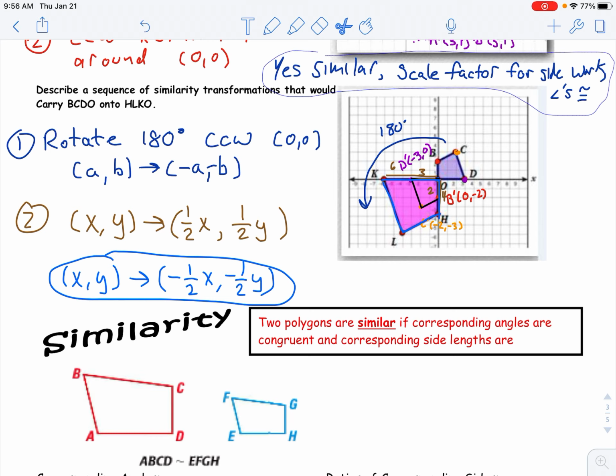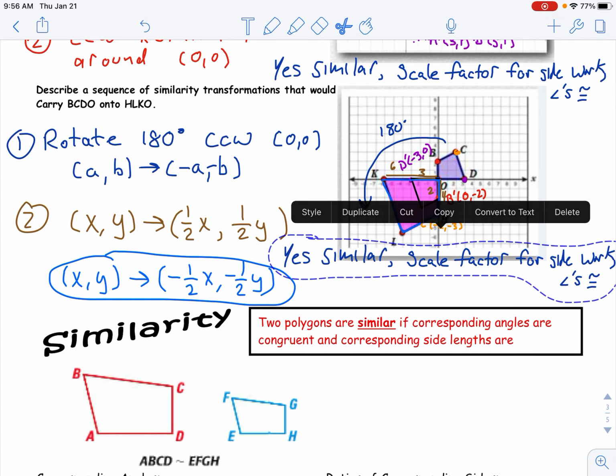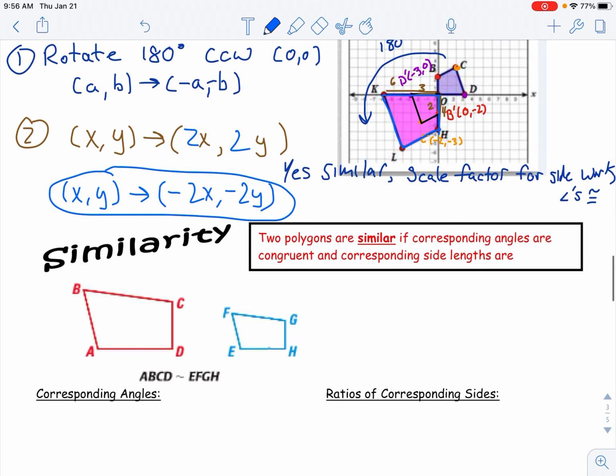These two weird-looking quadrilaterals are in fact similar because they have a scale factor that works. In this case, it was 1/2 or 2. Oops, sorry. That should have said 2 all along. I don't know why I wrote 1/2. 2, 2, 2, 2. Hopefully you caught that. The scale factor was 2. We got bigger. Scale factor was 2, and all the angles are congruent.